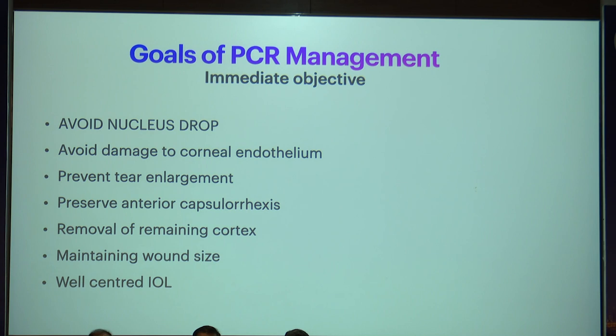So goals of PCR management: first and most important, what all of us want is we don't want to call the VR surgeon. So avoid nucleus drop, avoid damage to the corneal endothelium, prevent tear enlargement, preserve the anterior capsular rexus, because we want to place the IOL in the sulcus. We don't want a scleral fixated or AC IOL. Remove the remaining cortex, especially those under the anterior capsular rexus margin, which are the last to be removed. Maintain the wound size. We don't want to increase the wound size, and aim for a well-centered IOL. If we are able to achieve this, then probably the damage is not done.